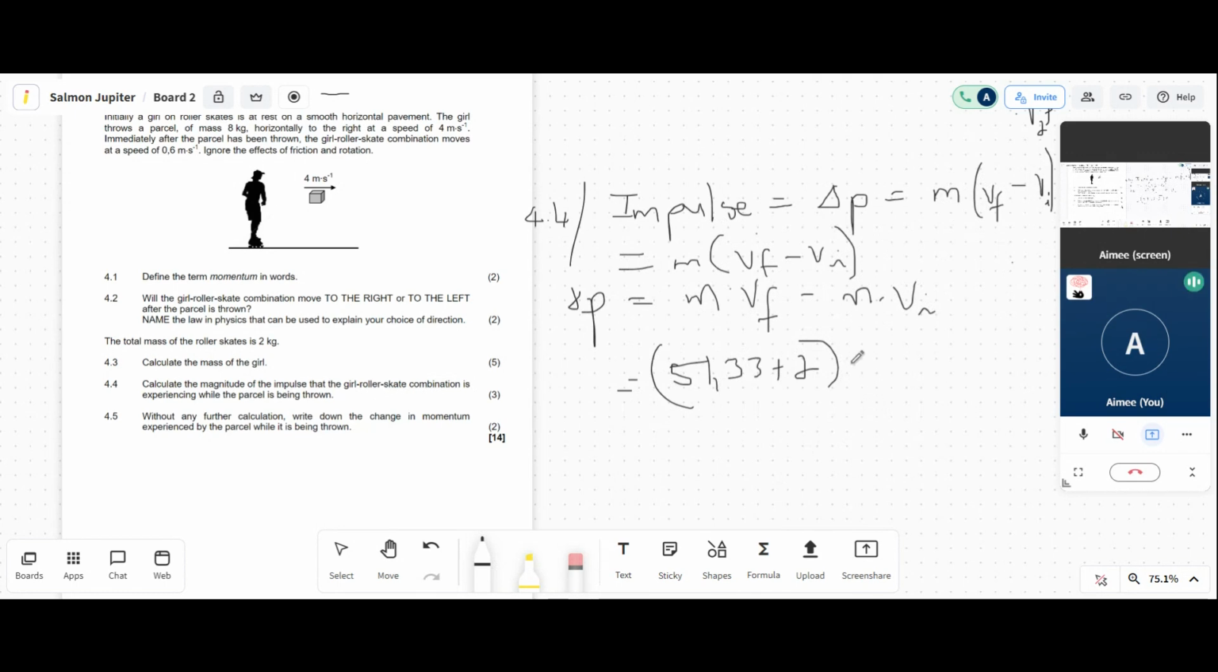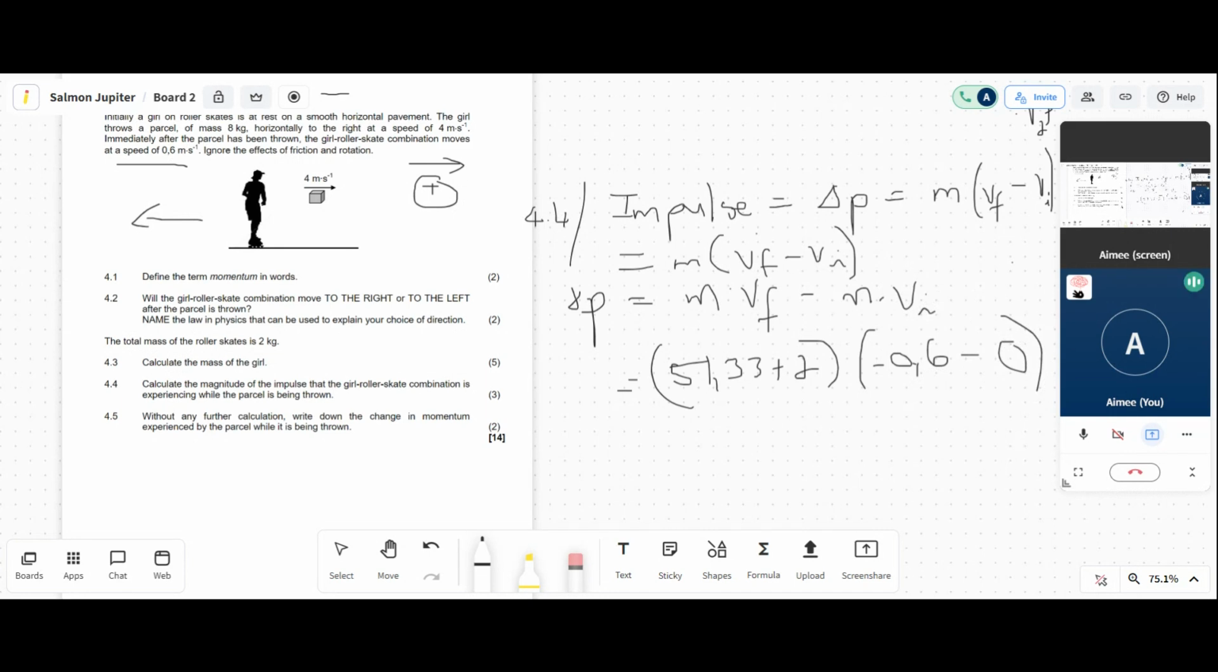So it's going to be mass, which is the girl's mass, 51.33, plus the mass of the roller skates, multiplied by your final velocity, which was negative 0.6. Because remember here it said that after she throws the parcel, she travels at 0.6 meters per second to the left, and we're taking to the right as positive. So it means we have to make it a negative, and we subtract that from the initial velocity, which we already know was 0 because it said initially she's not moving, she's stationary.